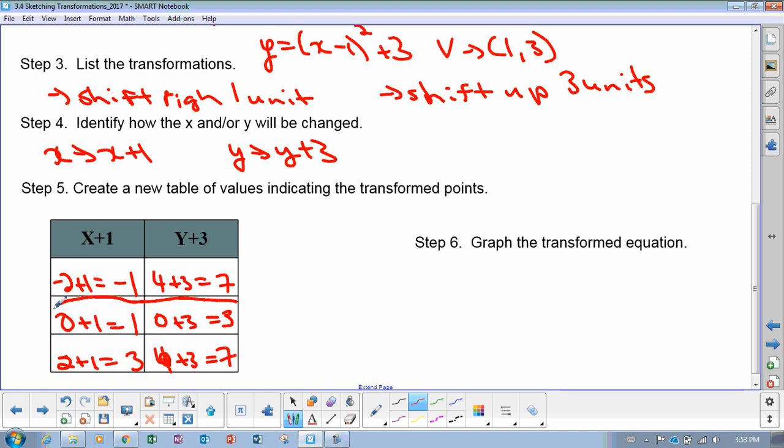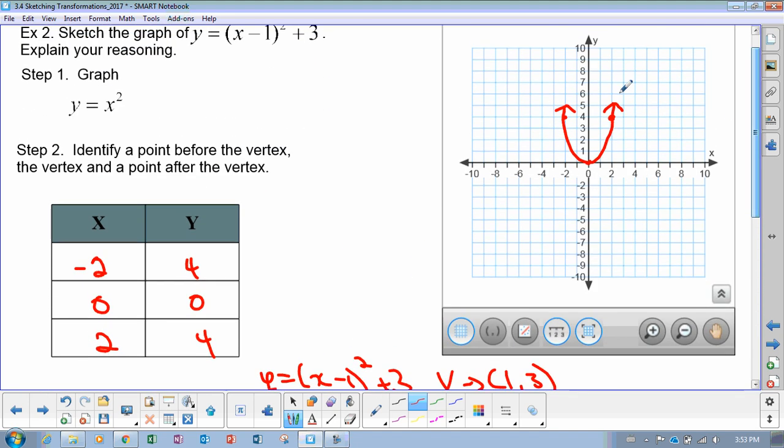So this point in the middle, the 0, 0 being transformed, will always be our vertex. So now I'm able to graph. I'm at negative 1 and 7. I'm at 1 and 3. And I'm at 3 and 7.